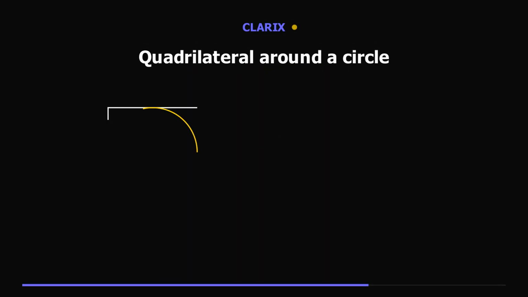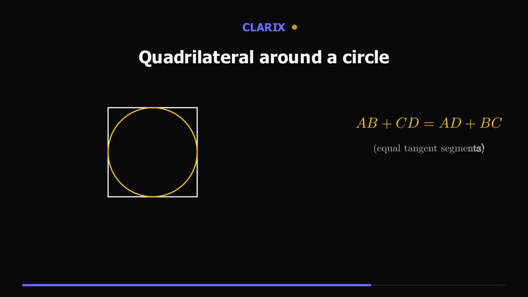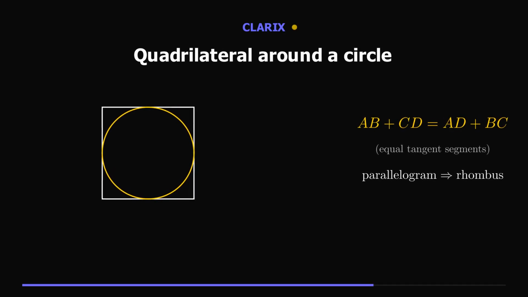One application examiners love: when a quadrilateral is drawn around a circle so all 4 sides are tangents, the sums of opposite sides are equal. AB plus CD equals AD plus BC. It falls straight out of equal tangent lengths from each corner. A neat corollary. Any parallelogram that wraps around a circle must actually be a rhombus.